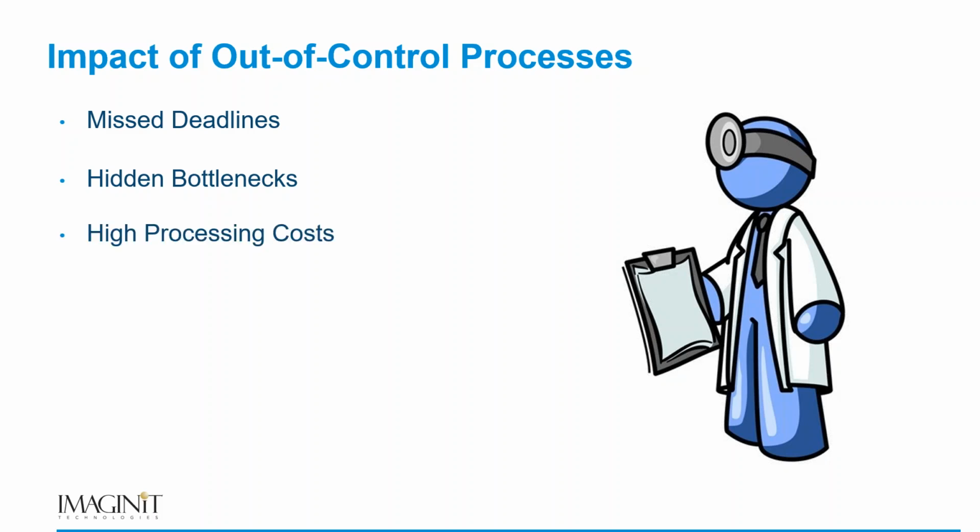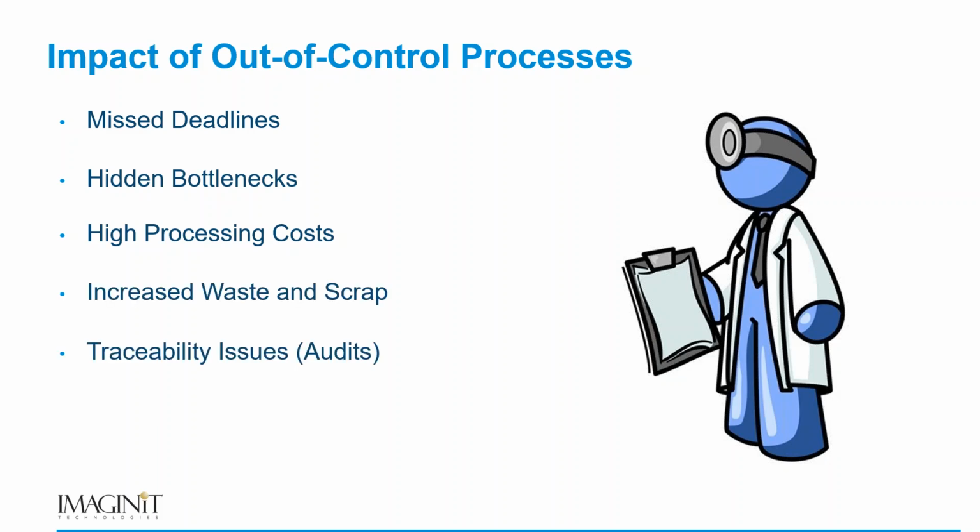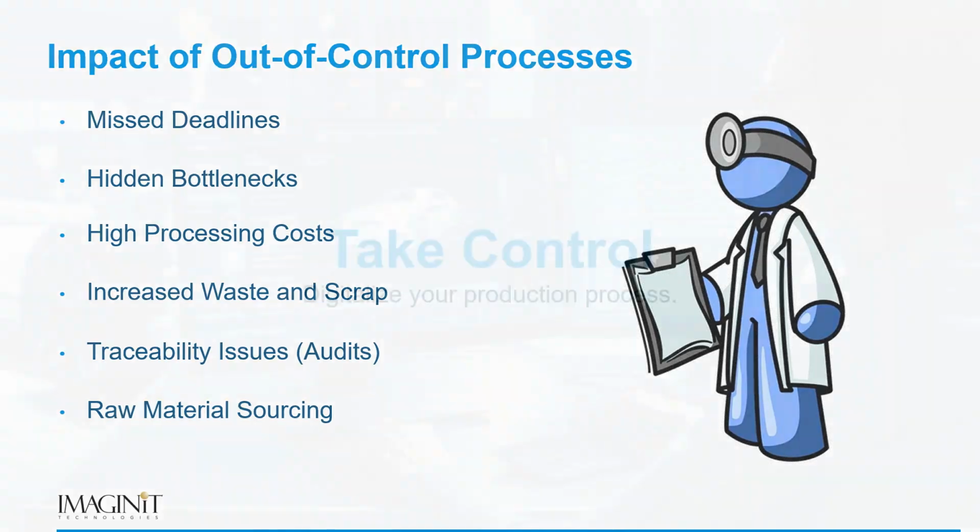Higher processing costs, right? All of that's going to lead to it. Our labor costs go up. If we're producing more scrap because of not building the right parts or whatever it might be, that all leads to higher processing costs, and of course increased waste and scrap as well. And traceability, that's a big key piece that I think a lot of people overlook, but it depends on what industry you might be in. And then inventory, raw material sourcing. Do we have what we need before we even start? We should know that and should have a very easy way to see and find that out.